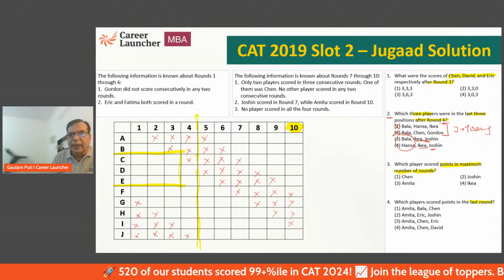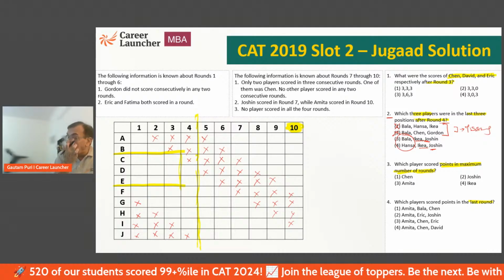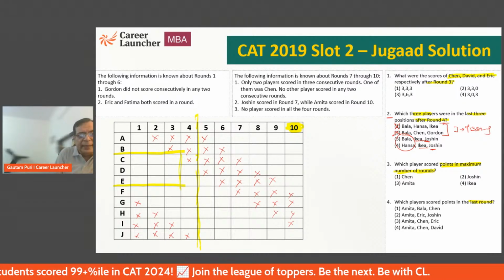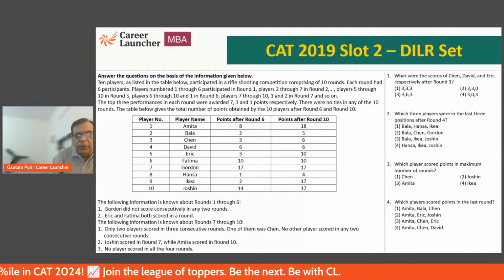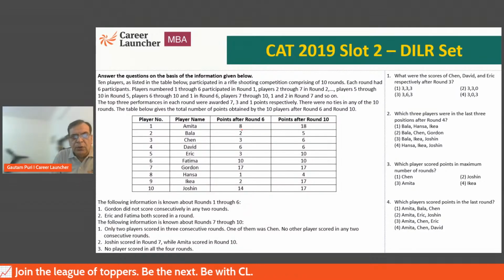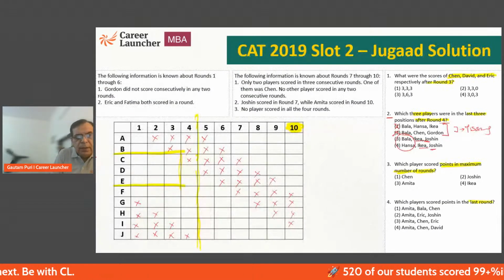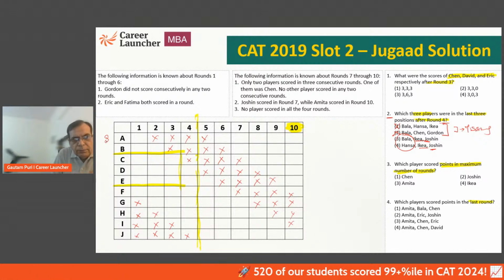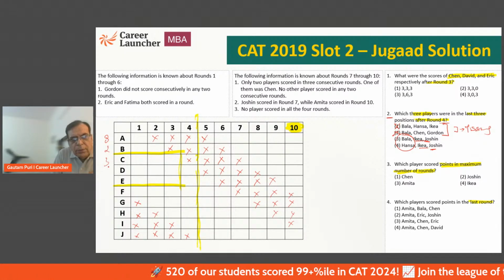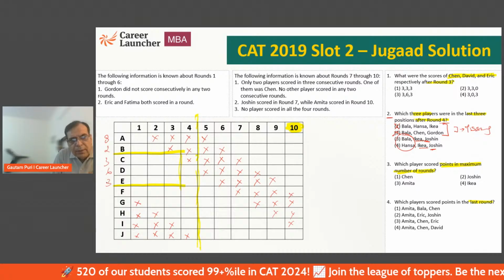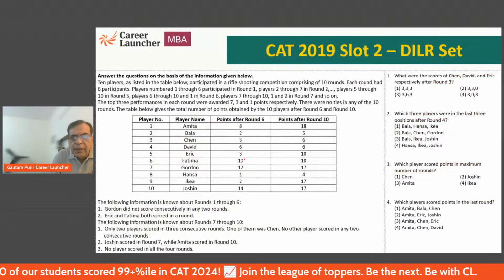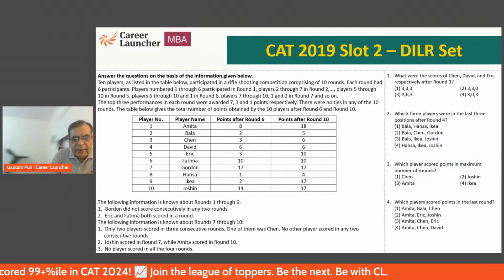Can I do anything about any of the other questions? No, at present not. So let me look at the data, which means I'll start writing down the information again. What are the points after round 6? 8, 2, 3, 6, 3. I'll just write it down. 2, 3, 6, 3, 10, 17, 1 to 14.